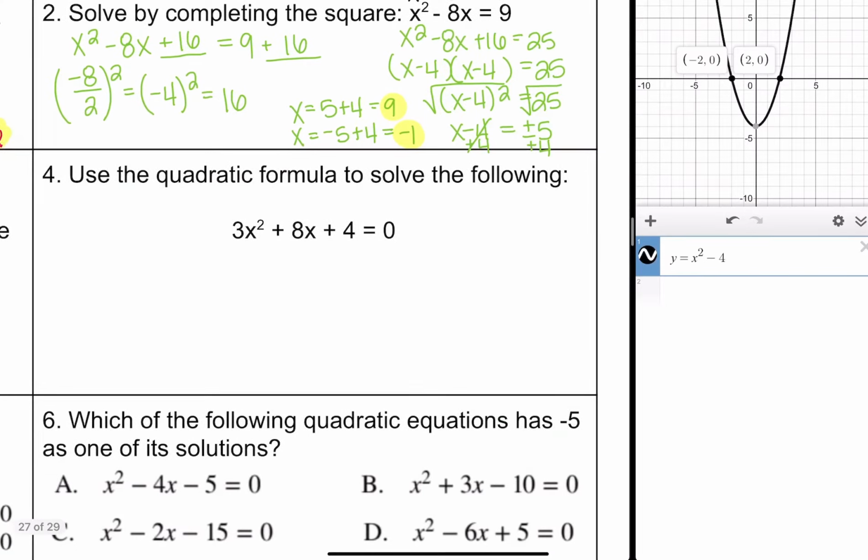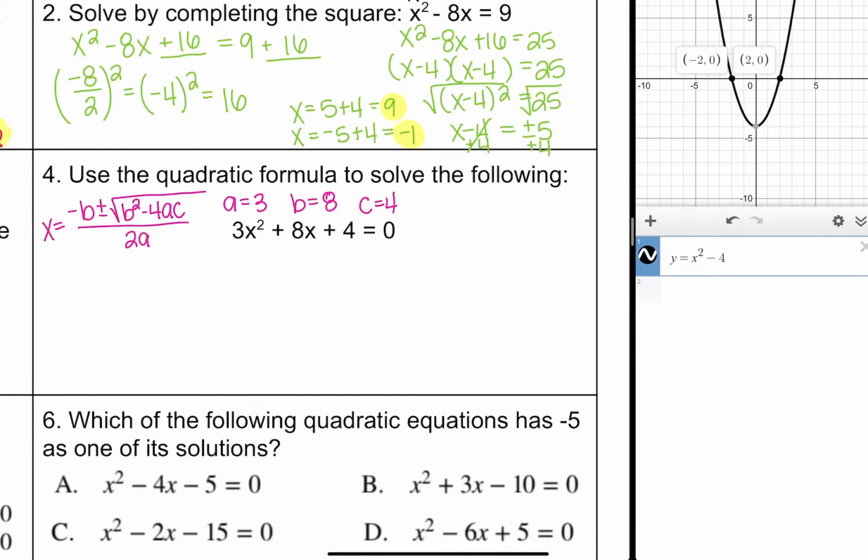If you missed number 4, here is an explanation of solving by the quadratic formula. So first you need to have standard form. We have standard form. Then you need to know A, B, and C. Okay, just to remind you, the quadratic formula is x equals negative b plus or minus the square root of b squared minus 4ac, all divided by 2a.